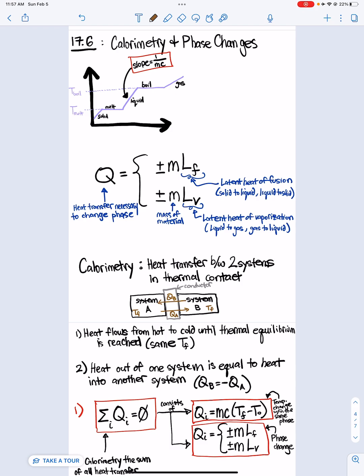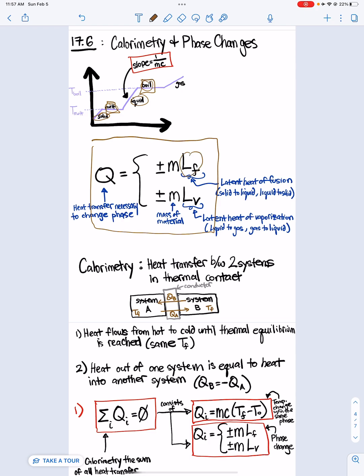Here we're going to talk about the heat transfer necessary to change phase from solid to liquid. You see that we have to melt, or boil from liquid to gas, or vice versa. That phase change needs to occur, meaning this melting or boiling. So in order to find the heat transfer necessary to change phase, we have this formula right here. That is plus or minus the mass of the material multiplied by the latent heat of fusion, or plus or minus the mass of the material multiplied by the latent heat of vaporization.